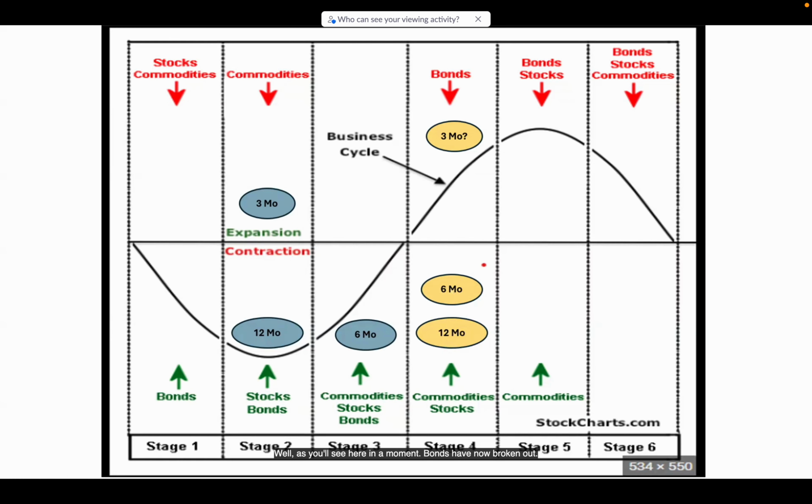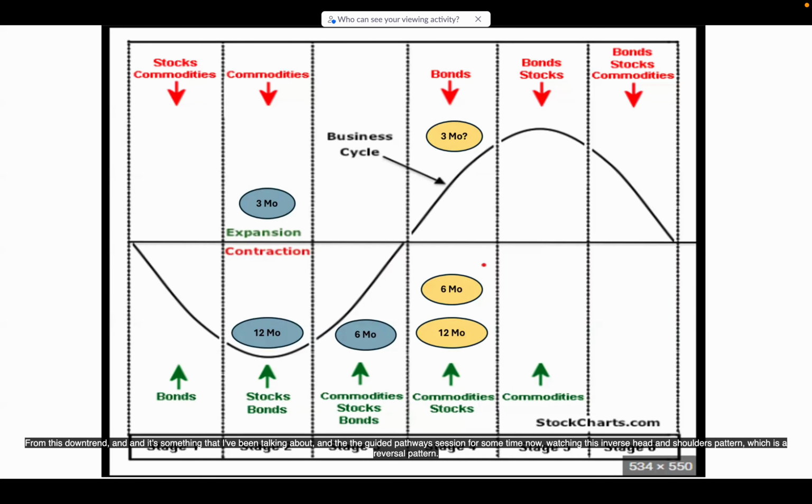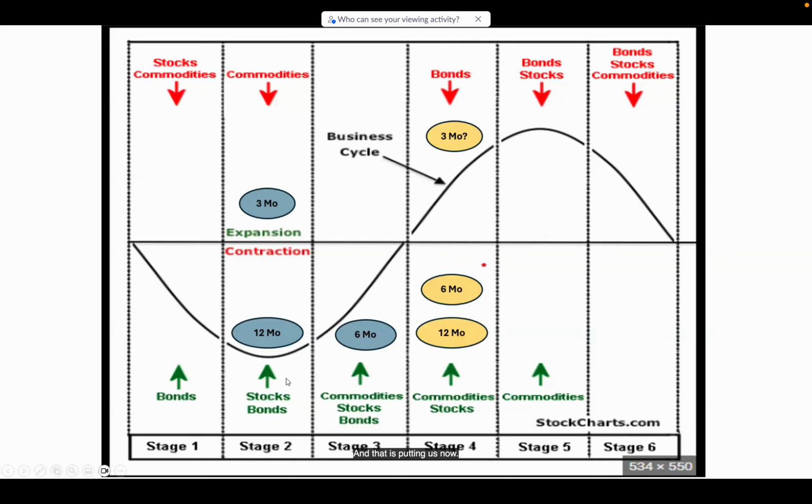Well, as you'll see here in a moment, bonds have now broken out from this downtrend. And it's something that I've been talking about in the Guided Pathways session for some time now, watching this inverse head and shoulders pattern, which is a reversal pattern. And that is putting us now where, based on the past 12 months, and even over the past 3 months, it's looking as if it's stating that we're in a stage 2. And then for stage 3 here, it was showing that that's basically where we've been for the past 6 months, which doesn't really make sense because we haven't really gone through a bear market.